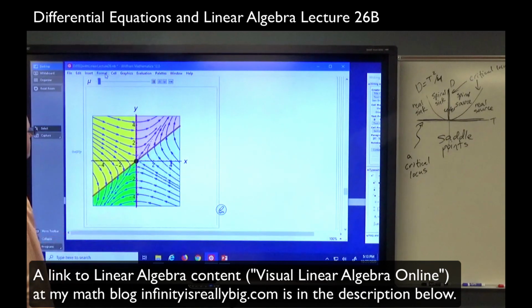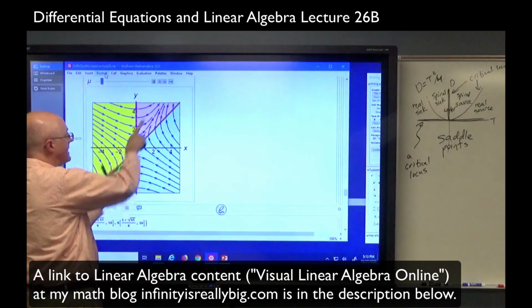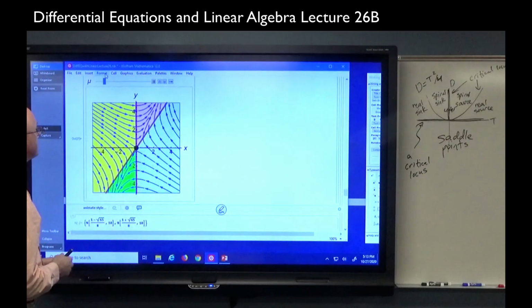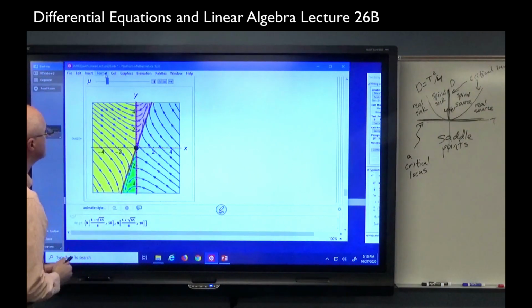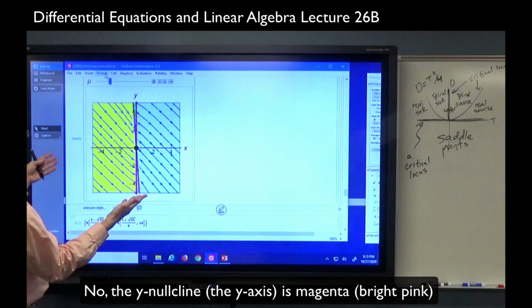We see a saddle point. Stable in this direction, attracting in this direction, unstable or repelling in that direction. You see a magenta and a brown line. Those are null lines. X null line is brown, Y null line is blue. Notice how solutions cross it. When those null lines merge, all of a sudden something weird happened there.